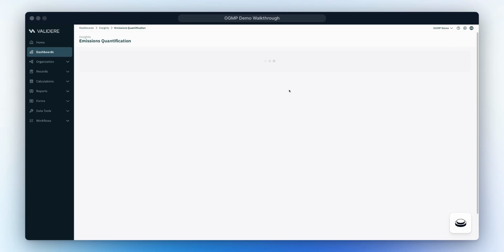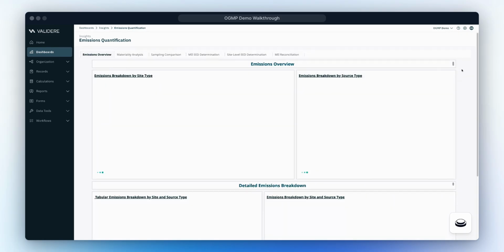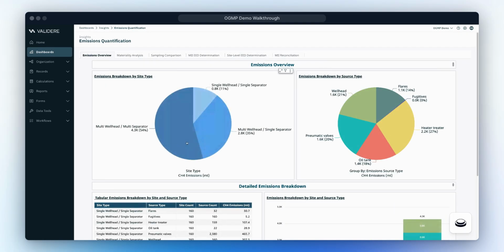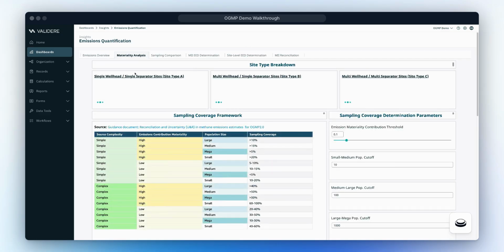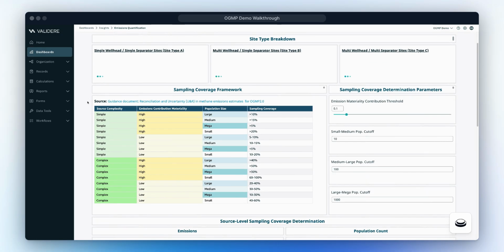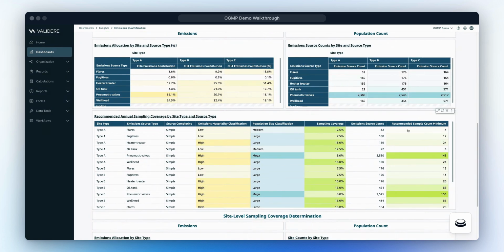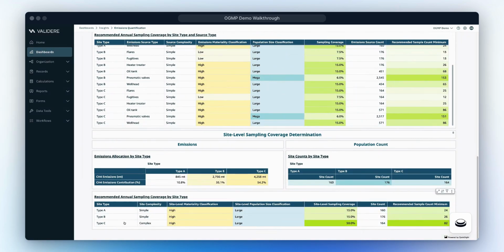Now, the results of those bottoms-up emission factor-based quantification approaches that I was showing a moment ago are first and foremost used to give a summary of the emissions profile that we have for our company across all the different site types and source types and break down our emissions based on these two dimensions. The results of that emissions overview are then used to inform a materiality analysis, where a sampling coverage framework, and in this case, we're using the one from the OGMP 2.0 guidance document, alongside a set of configurable parameters, is used to provide a recommended sample count minimum for each source type and site type combination, as well as each site type for the OGMP level 5 quantification.